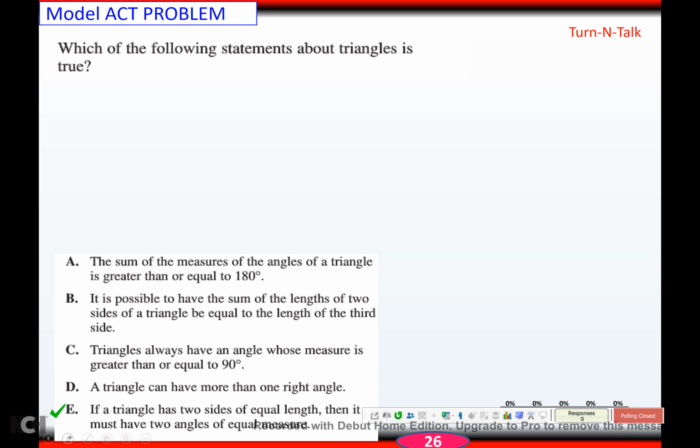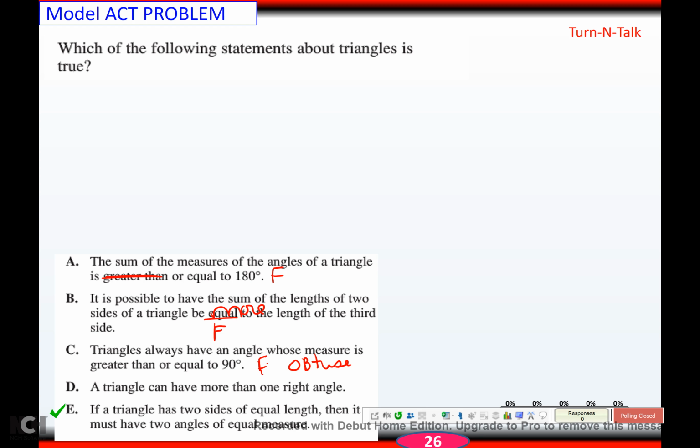A, the sum of the measures of angles of a triangle is greater than or equal to 180. No, it has to be just equal to 180, so that's false. B, it is possible to have the sum of the lengths of two sides of a triangle be equal. No, that's false. It has to be more than the length of the third side. C, triangles always have an angle whose measure is greater than or equal to 90 degrees. False. Only obtuse triangles do.